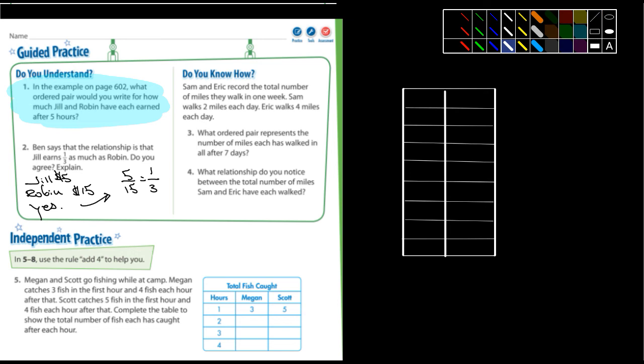Okay. So I'm going to put Sam here. And then who's the other guy? Eric. All right. And Sam and Eric record the total number of miles they walk in 1 week. Sam walks 2 miles a day. So I'm just going to go ahead and put 2, 4, 6, 8, 10, 12, 14.